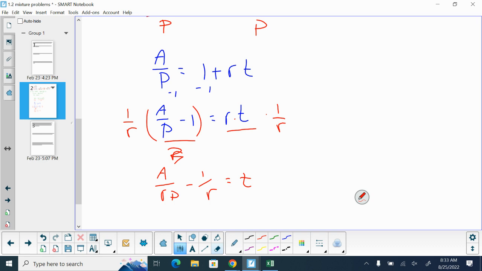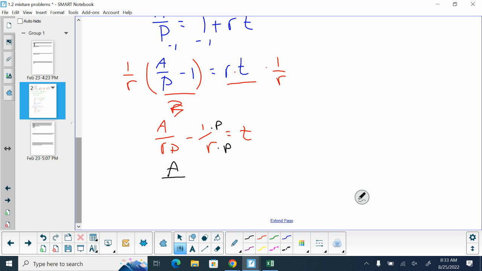There's a bunch of ways of writing this. This is fine as a solution. We can get a common denominator of rp. We can multiply top and bottom by p here. So we have a over rp minus p over rp. And then we can combine this together to be a minus p divided by rp. Once again, this would be fine to have it in that form. I just continued to simplify it down and give you other options.